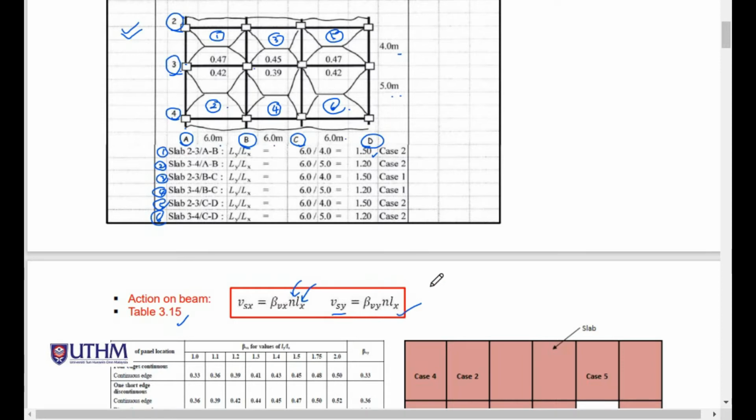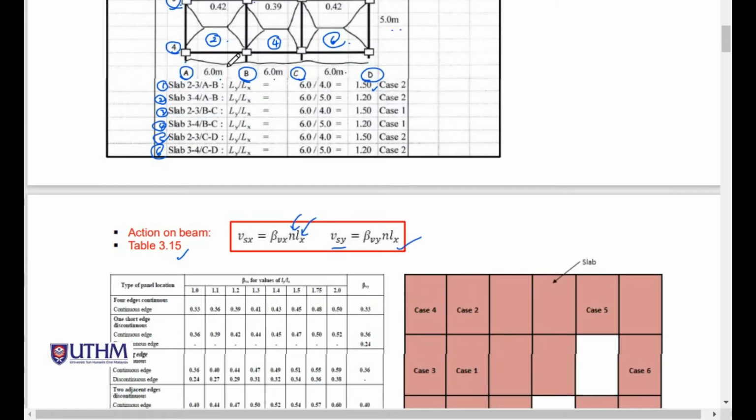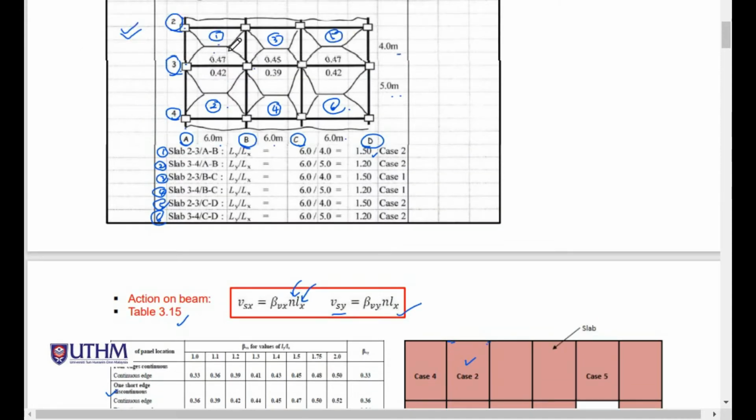If you look here, this is slab number 1. Slab number 1 has the long edge here and the short edge here. So one short edge is discontinuous, which is case number 2. This slab and this slab are similar, with short edge discontinuous, so the values here should be the same.